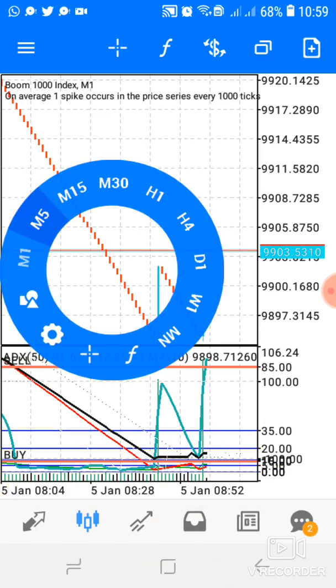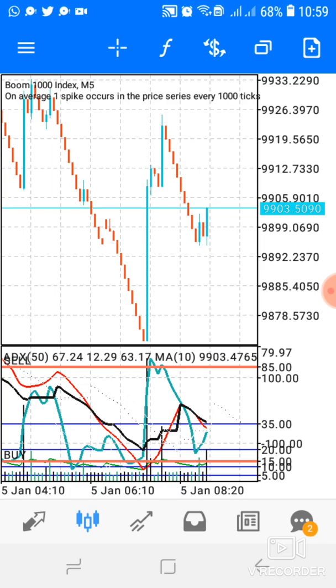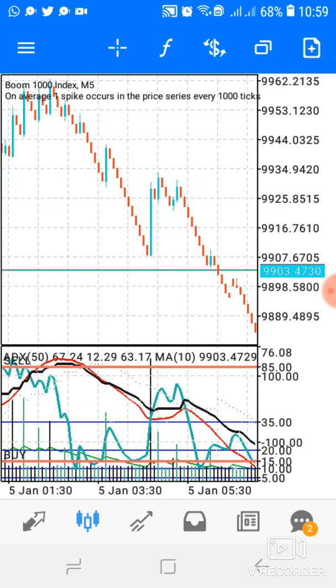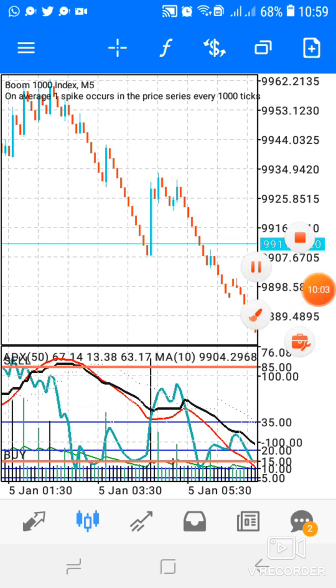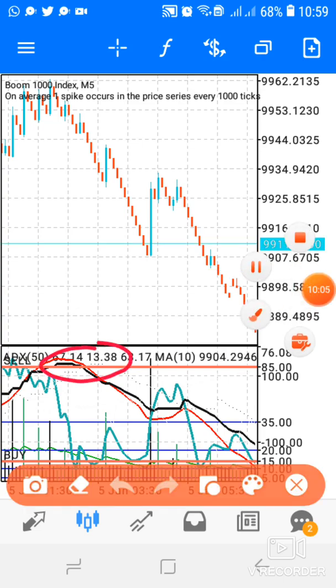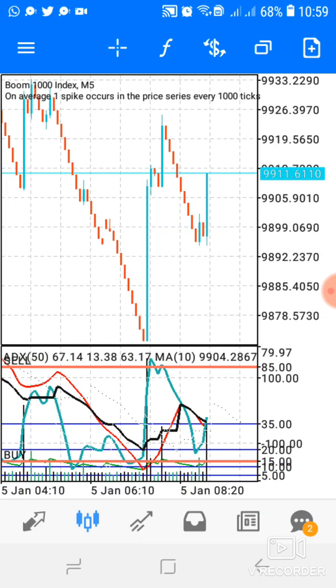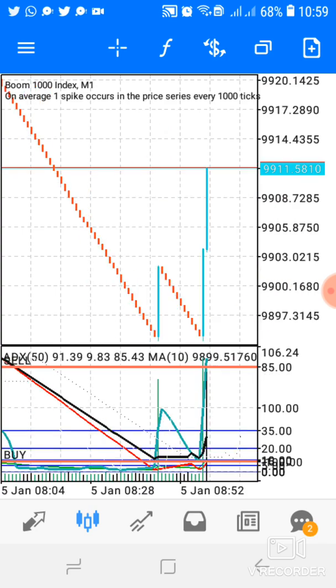You can also use a 5 minute time frame. It's also fine. Look here, for example, it was a sell from here and it sold for a long time. It was a sell, then it sold for a long time, went down, taking all the spikes. Now let's see what is happening on our 1 minute time frame.